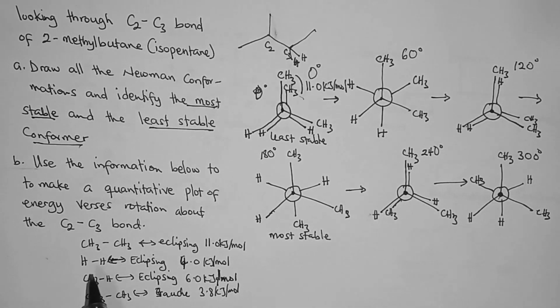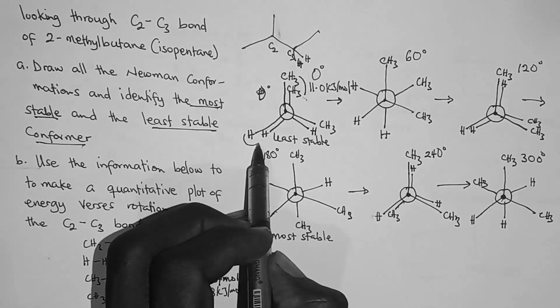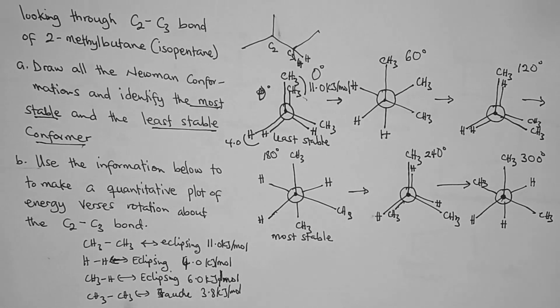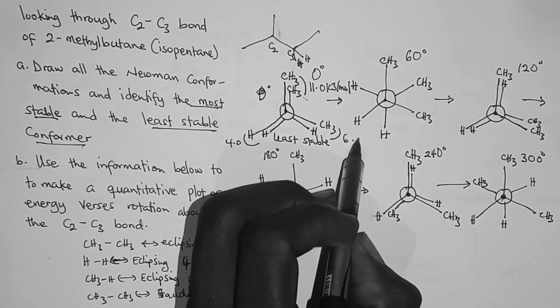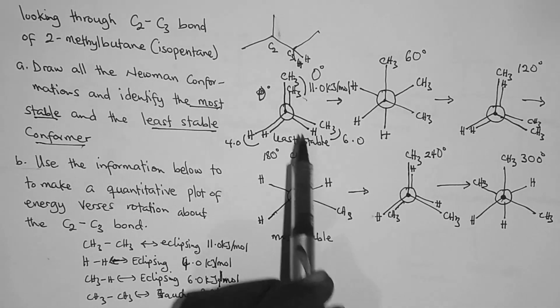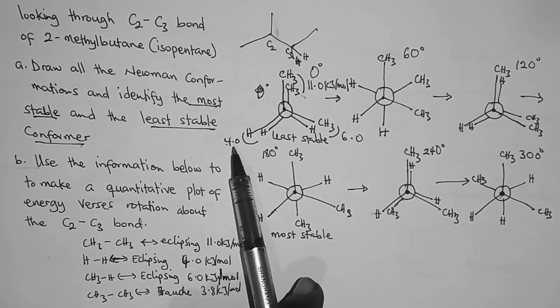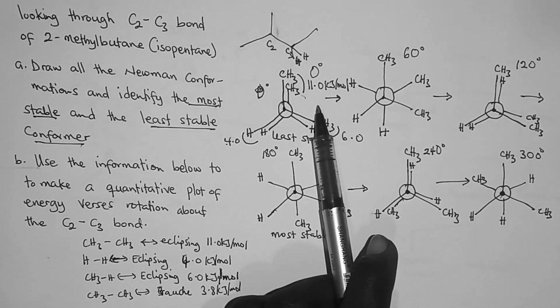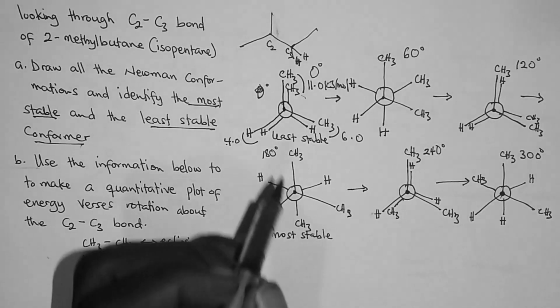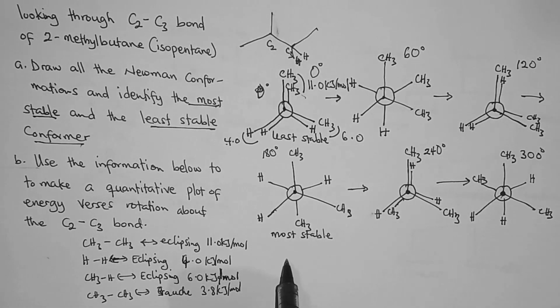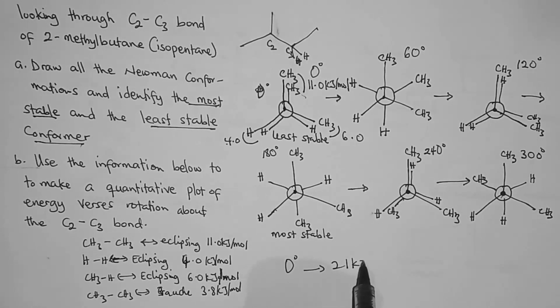And then he also says a proton-proton eclipsing is 4.0 kilojoules per mole. It means that here is also a 4.0. And he also says that a CH3-H eclipsing is 6.0. So this side too is a 6.0. So if we add all, 6.0 plus 4.0 is 10. 10 plus 11.0 will give us 21.0 kilojoules per mole. So the energy for this molecule, let me write it down here. For the 0 degrees, we are having 21 kilojoules per mole.